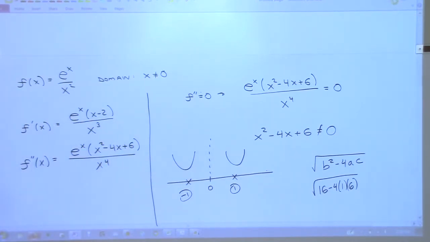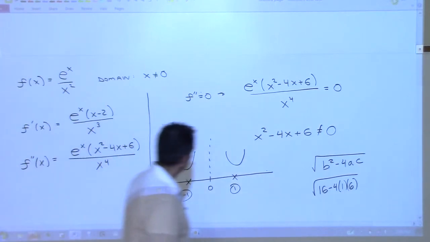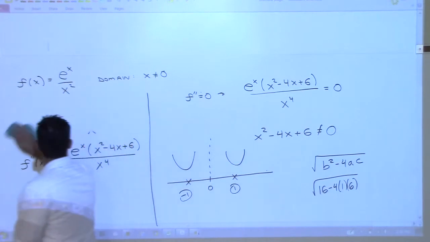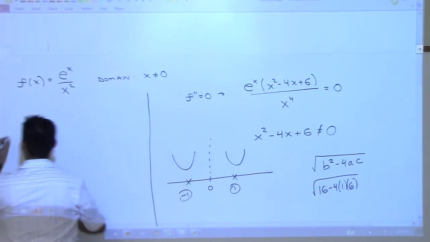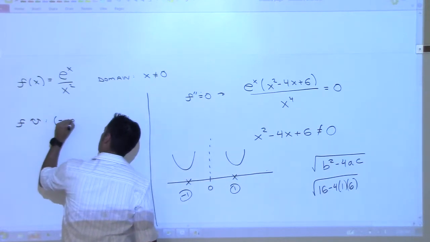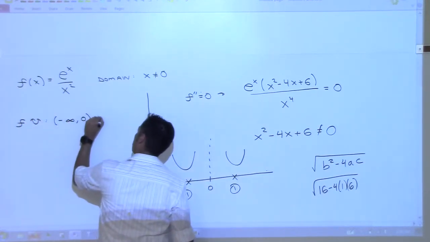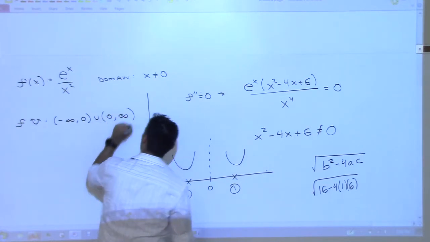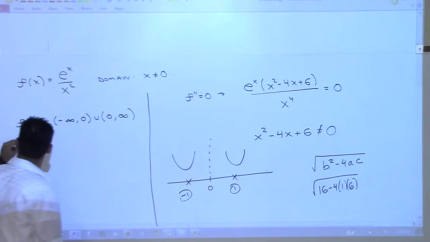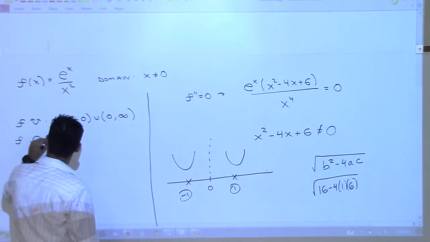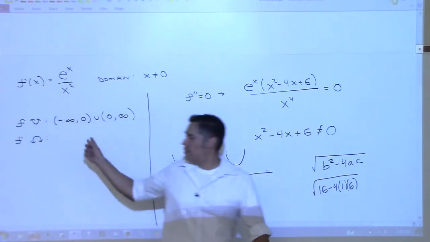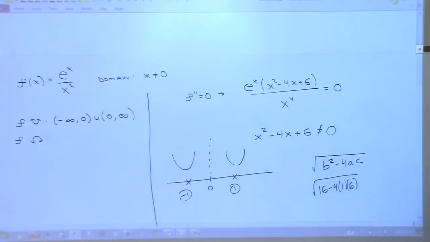All right. So where is my function concave up? F is concave up on negative infinity to 0, union 0 to infinity. So you have to jump over 0 because it's not in your domain. And then where is it concave down? Never, right? How do we say never in interval notation? Does anyone know how to say never in interval notation?